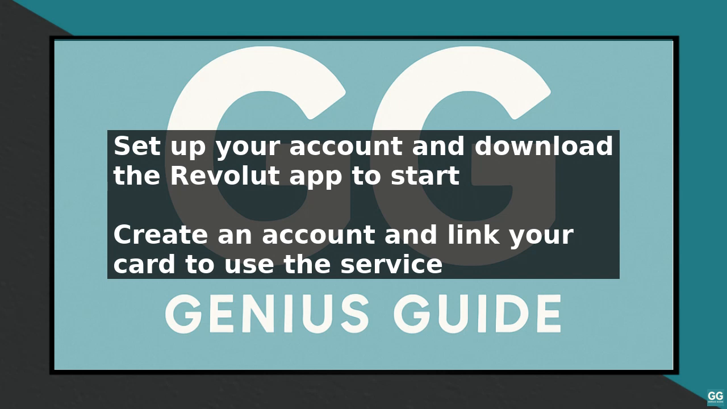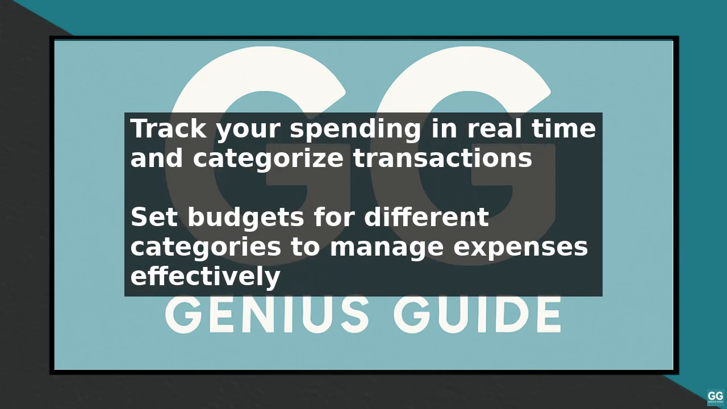Once you have the app, create an account and link your card to start using the service. Next, you need to understand the different features of Revolut that can help you manage your expenses. Revolut allows you to track your spending in real time, categorize your transactions, and set budgets for different categories. You can also use the app to generate receipts and invoices for your expenses.